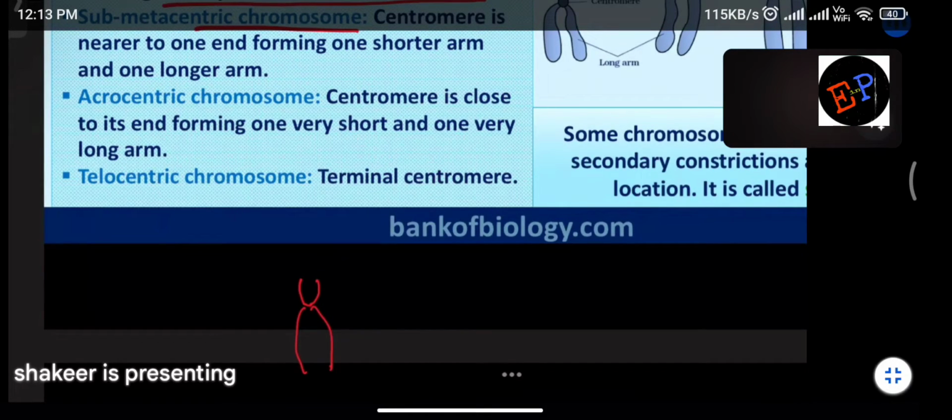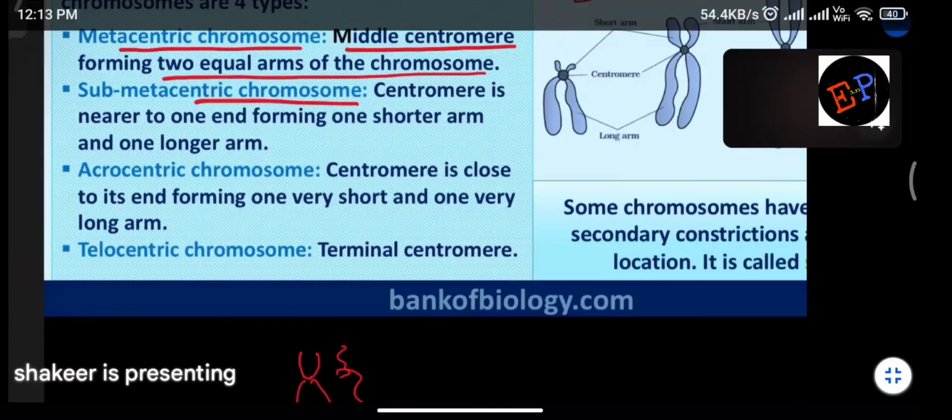Are you able to understand? If 2 arms are very small and these 2 arms are very big, then they are called an acrocentric chromosome. And telocentric chromosome. Telocentric chromosome means the centromere is present at one end of the chromosome. It means there is no division into small arm and big arm. Are you able to understand? Then this type of arrangement you can call a telocentric chromosome.